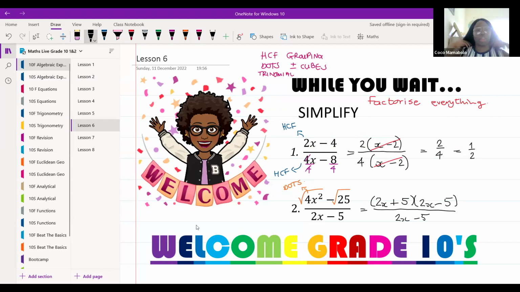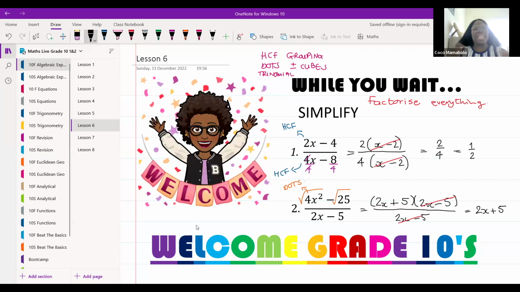Now I'm going to ask again, do we see anything that's common on the top and on the bottom? Are we seeing anything that's the same top and bottom? Yes, we do. The 2x minus 5. Correct. Yes, that's it, Mandisa. Good. So I'm going to cancel 2x minus 5 and 2x minus 5. Hello, Tandolwetu. Okay, so my final answer is going to be 2x plus 5.